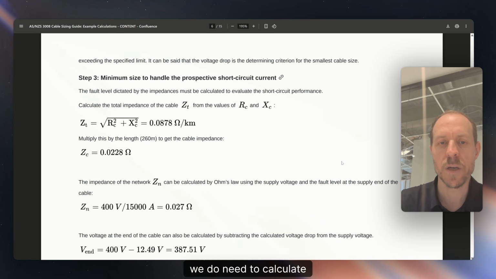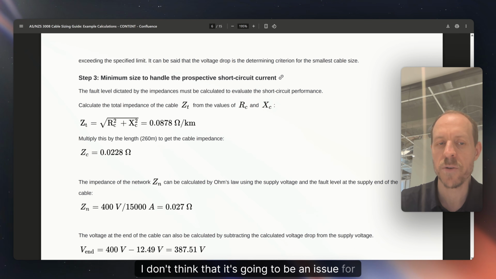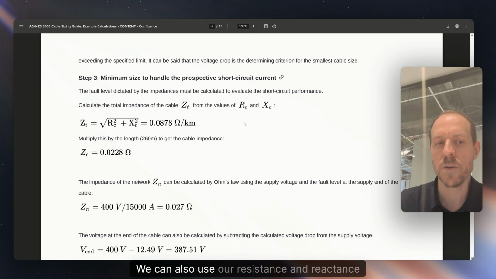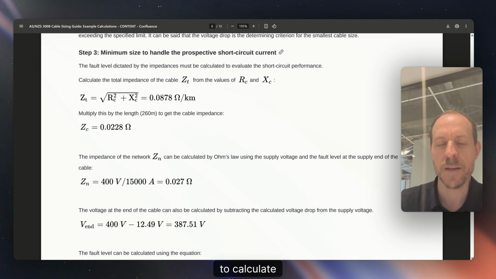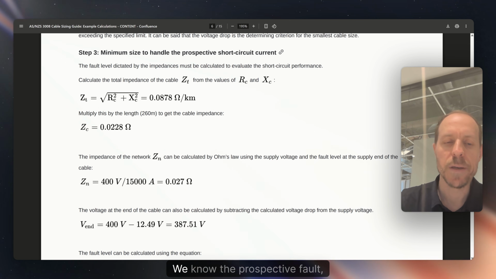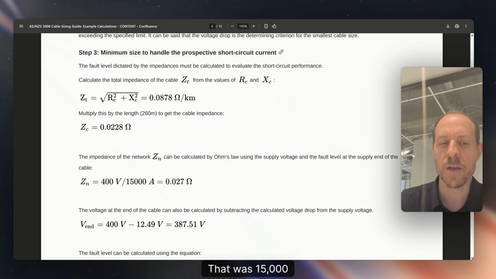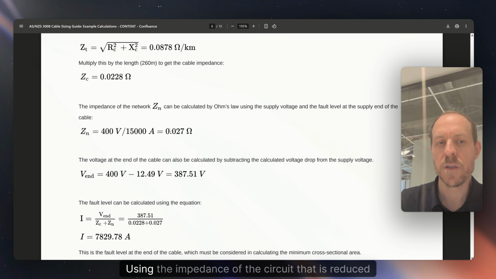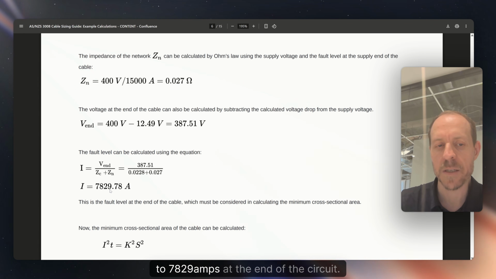Finally, we do need to calculate short circuit rating. I don't think that it's going to be an issue. For that calculation, we can also use our resistance and reactance values to calculate an impedance of the cable circuit. We know the prospective fault current at the supply end of the circuit that was 15,000 amps. Using the impedance of the circuit, that is reduced to 7,829 amps at the end of the circuit.